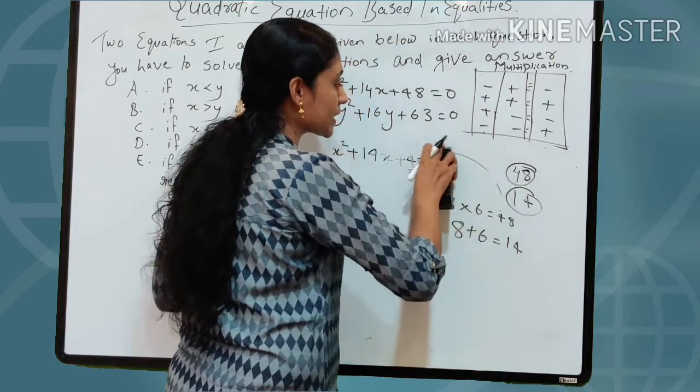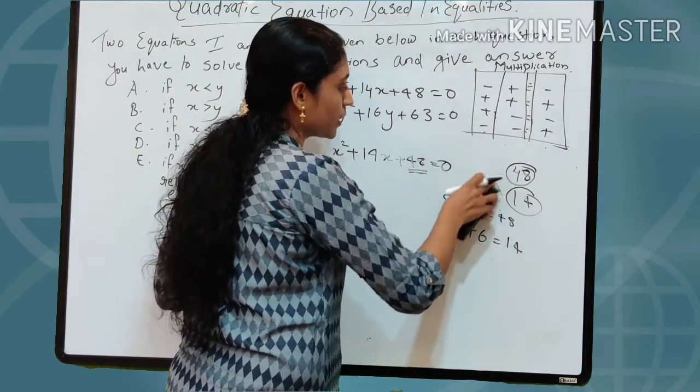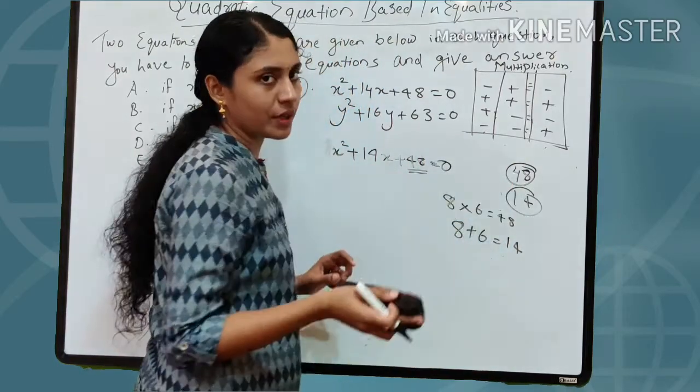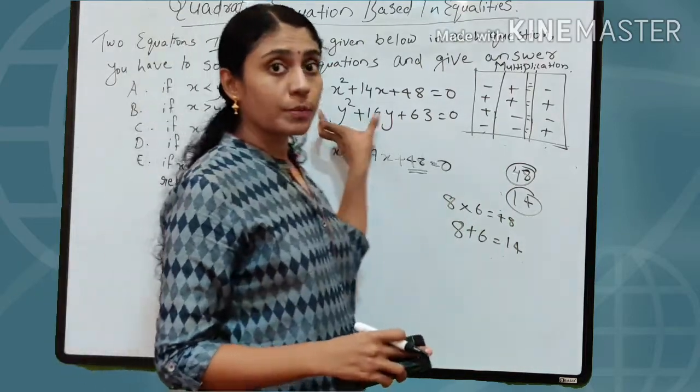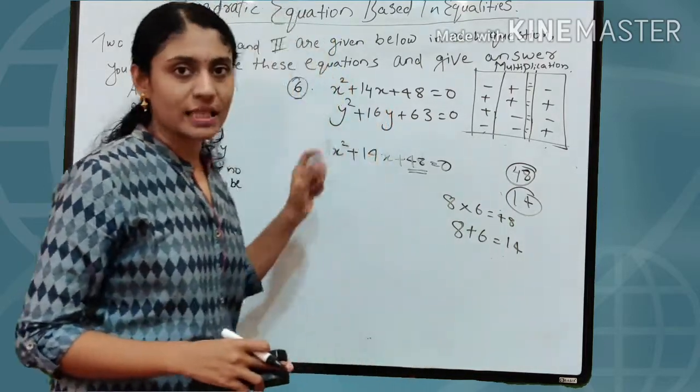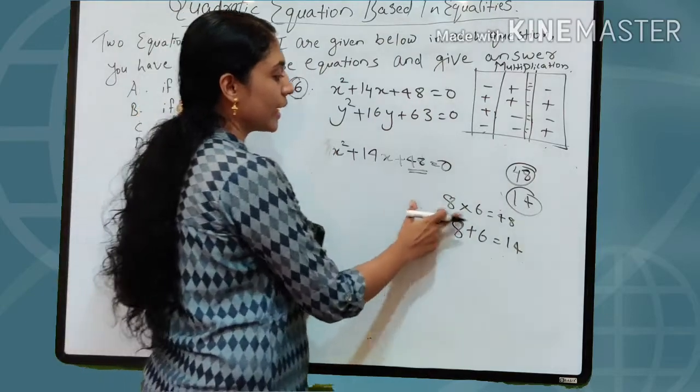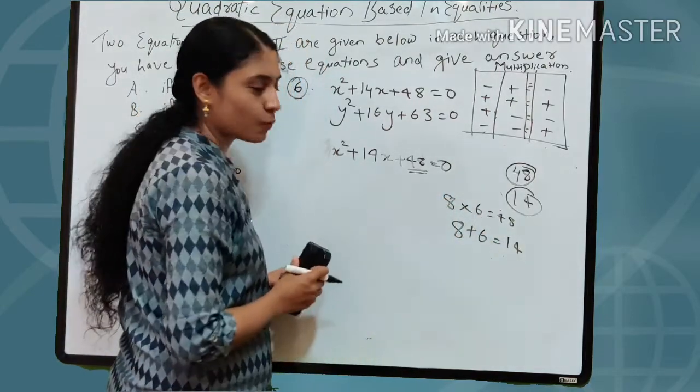In PO, the question level is a bit different. It is a bit moderate to difficult level. The questions will not be simple like these numbers, these equations, okay? Here, 8, 6 are 48 and 8 plus 6 it is 14.